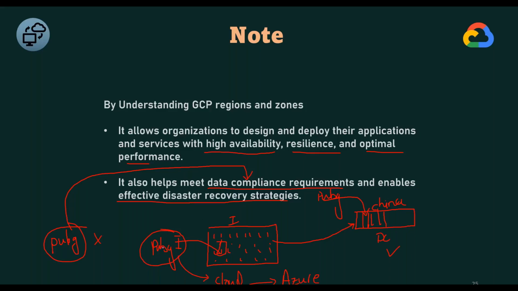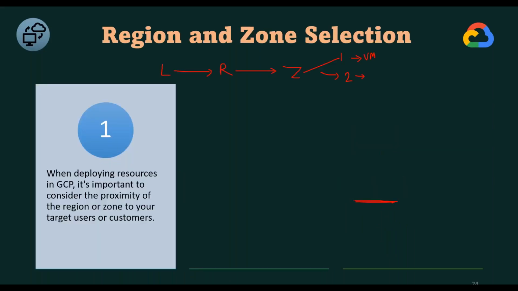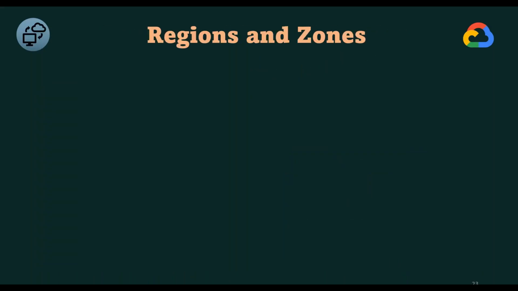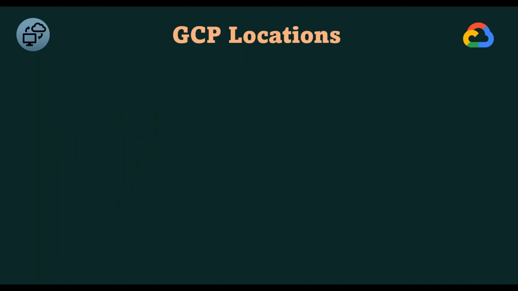So this is how the locations concept is very important whenever you are deploying your application and whenever your customers want to use it. It should be highly available, resilient, and give optimal performance. Not only that, it should be data compliant enough. It should follow the data compliance requirements as well. So this is what is related to the GCP locations.